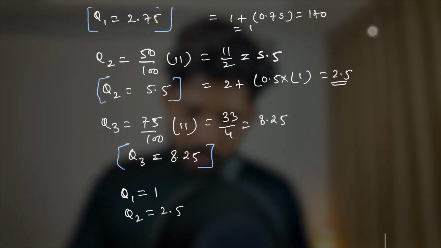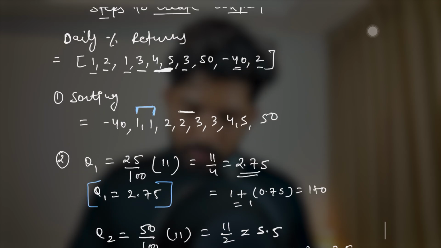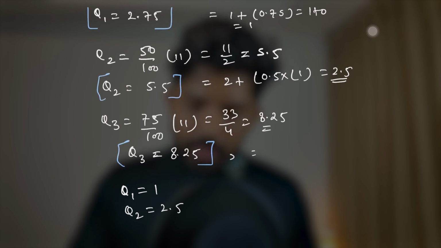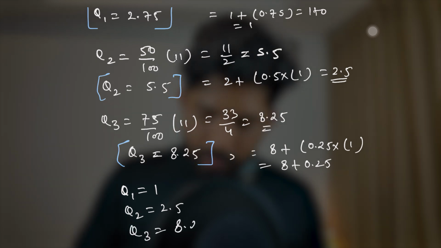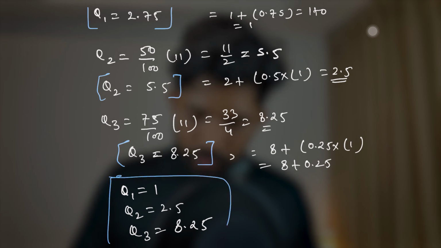Similarly, Q3 is at the location 8.25. I can go here, and it is somewhere between 4 and 5, right? So I can write Q3, which is 8 plus 0.25 multiplied by 9 minus 8, which is 1, and this value is 8.25, and these are the values we have, right?